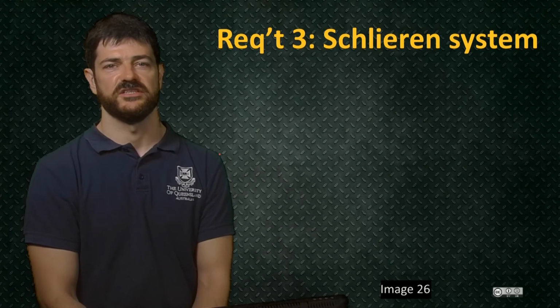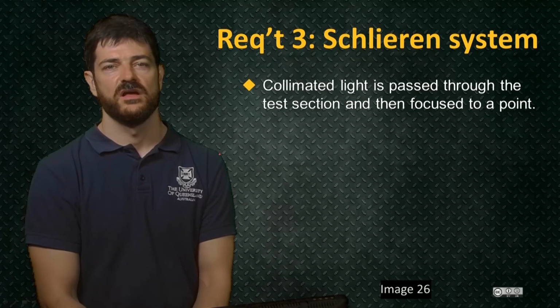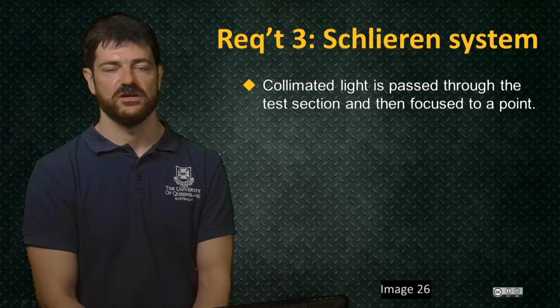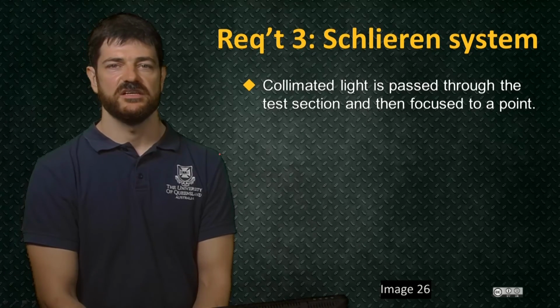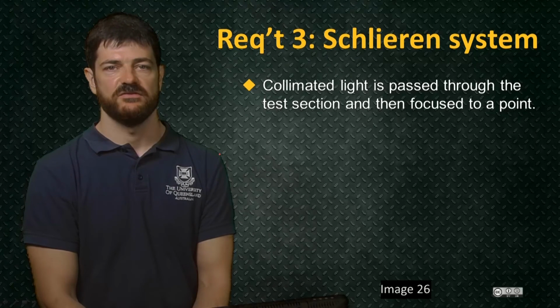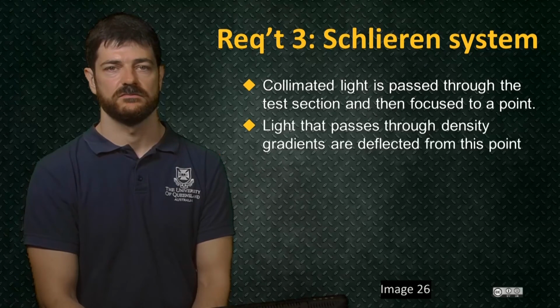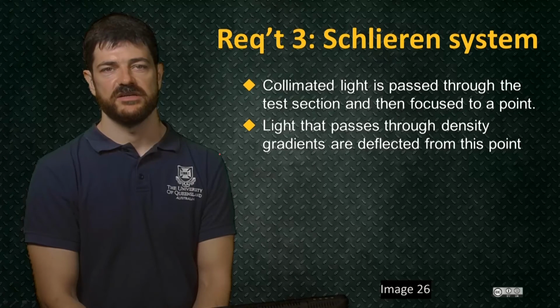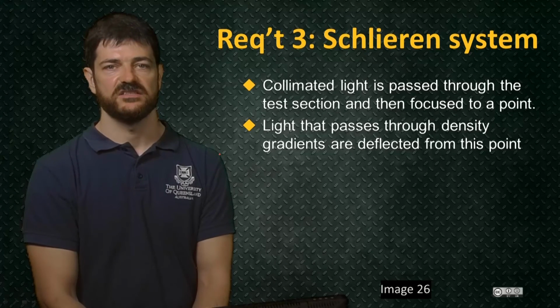Finally, we require a Schlieren system. We first need to take a light source and collimate the light. This light is then passed through our test section and focused back to a point. Any of the collimated light which passed through density gradients in our test section, they might be shock waves or expansions, that light will be refracted. The refracted light will then be deflected from the focus point.